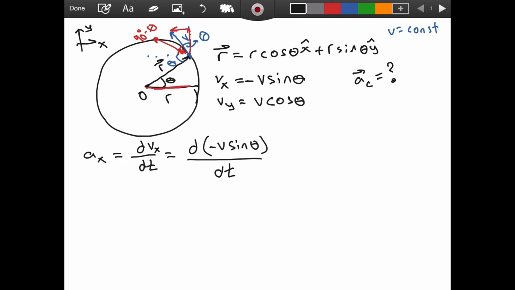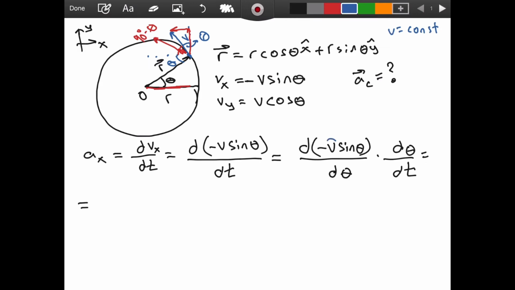Now we will use the chain rule to take this derivative, right? And I think I've done a video about the chain rule. If I haven't, I will do. It is a very, very useful thing that we use all the time. So I say d theta, then I multiply it with d theta dt. And now I will take the derivative. First of all, we take v out, right? Because it is a constant.